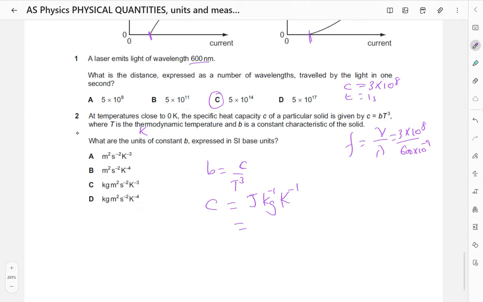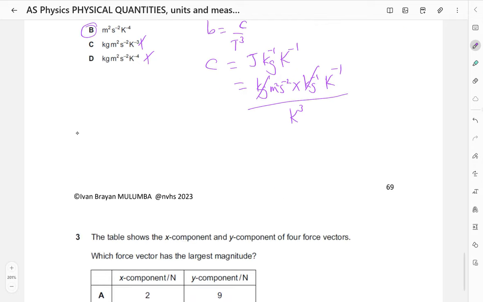So this is going to be joules. Joules is energy, which is kilogram meters squared per second squared, times per kilogram, then times per Kelvin, then divided by T³, which is Kelvin³. So per kilogram cancels. So where we have kilograms, that is out. Then we remain with m² s⁻² and K⁻⁴. So the answer is B. We subtract the powers, so it is K⁻⁴.